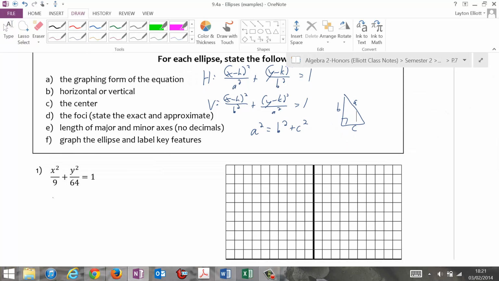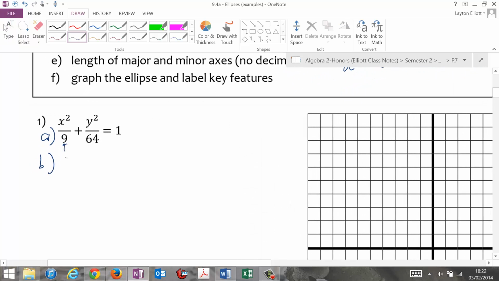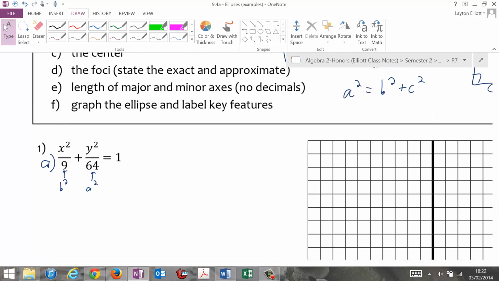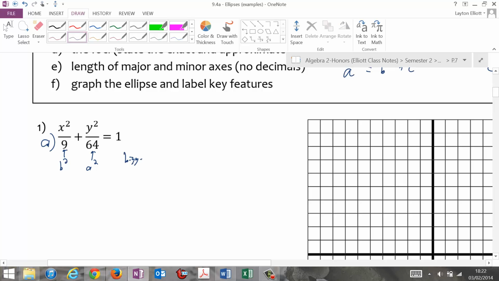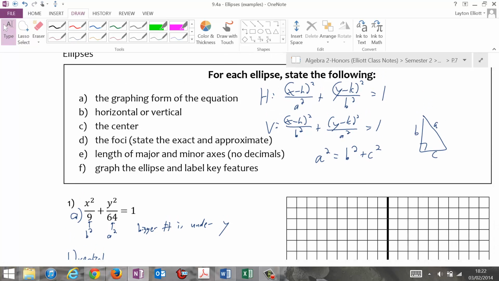So if I look at the first equation, it wants the graphing form, and that one's given. So really what I need to do is decide which one's A and which one's B. Well, this one right here is B squared because it's smaller, and this one is A squared. So since the bigger number is under Y, and Y is vertical, this is going to be a vertical one. And it's going to match the second form that we did, where the bigger number is under the vertical one.